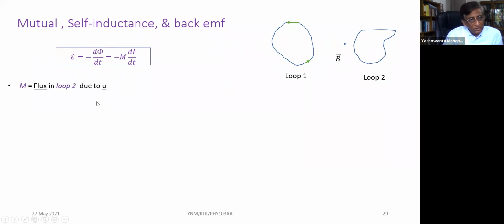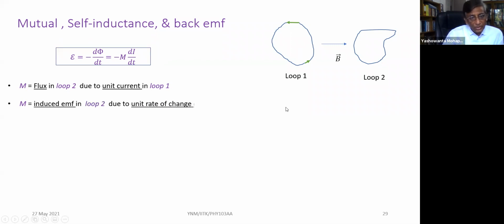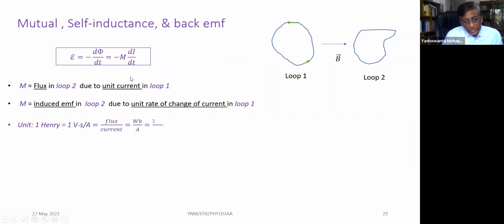So M you can think of physically as the flux in loop 2 due to a unit current in loop 1. That's the flux route. But you could also think of M as the induced EMF in loop 2 for unit rate of change of current, di by dt. So in terms of flux and in terms of induced EMF, one can have both these pictures in mind: phi is equal to M i, and E is minus M di by dt.